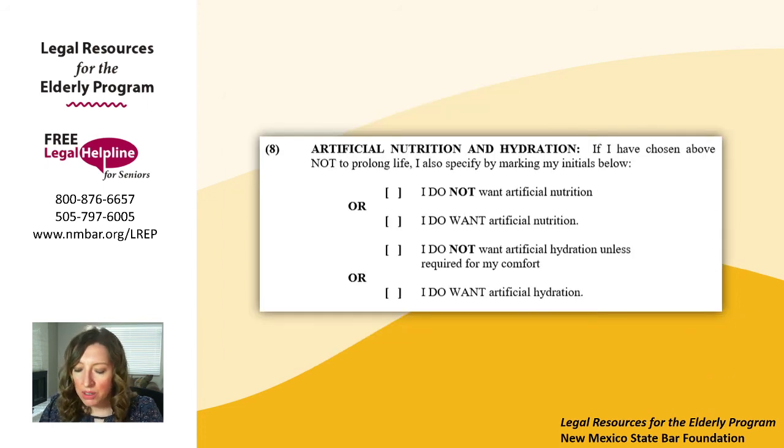Moving on to section 8. If you indicated above in your end-of-life decisions that you do not want to prolong your life, you will want to complete this section to give your agent instructions about the methods of prolonging your life, whether you want artificial nutrition or hydration. So for example, if you do not want to prolong your life, you may want to indicate that you do not want artificial nutrition by putting an X in the box and initialing below. You may also not want artificial hydration, so you can put an X in the box and initial below.